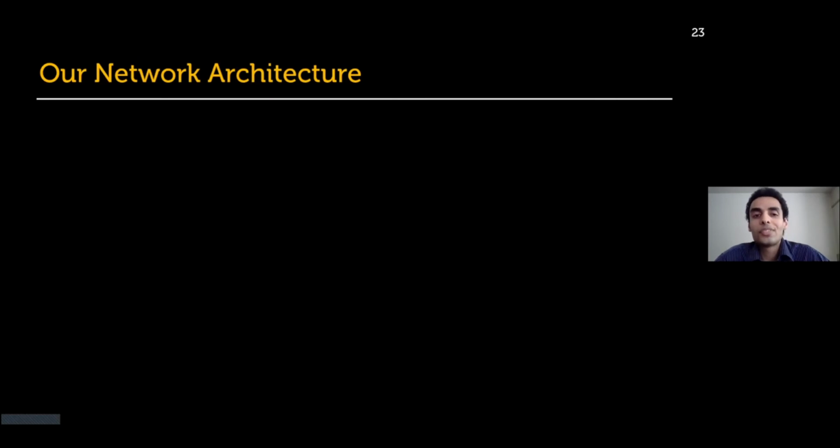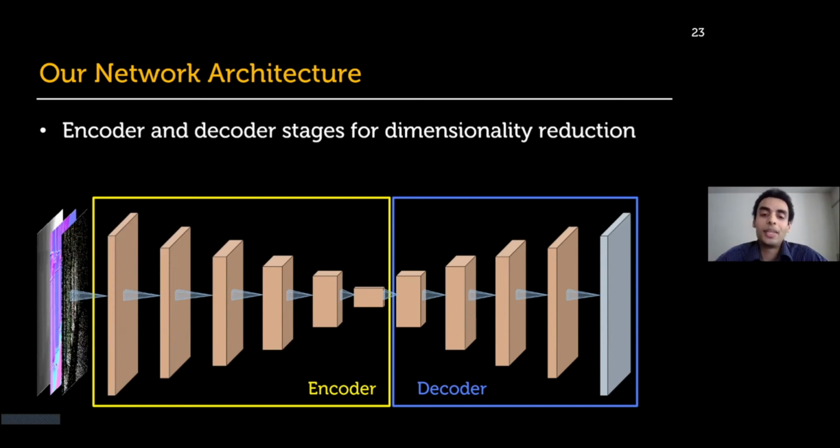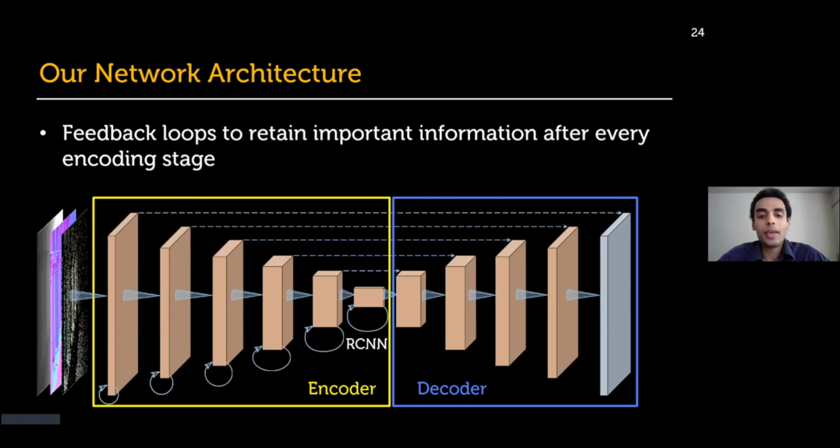We propose a denoising autoencoder architecture for image reconstruction. First, we use encoder and decoder stages that decrease and increase the spatial resolutions. Then we link the encoder and decoder stages through skip connections to recover the lost information. And finally, we add recurrent connections to retain information across frames for temporal stability. We train the network by mapping input sequences to desired target sequences.